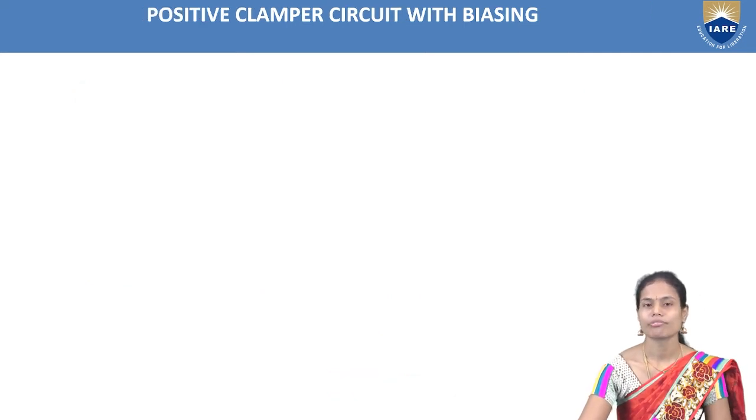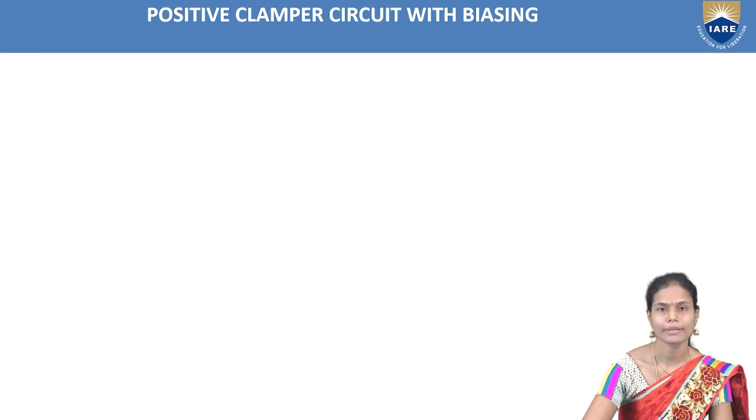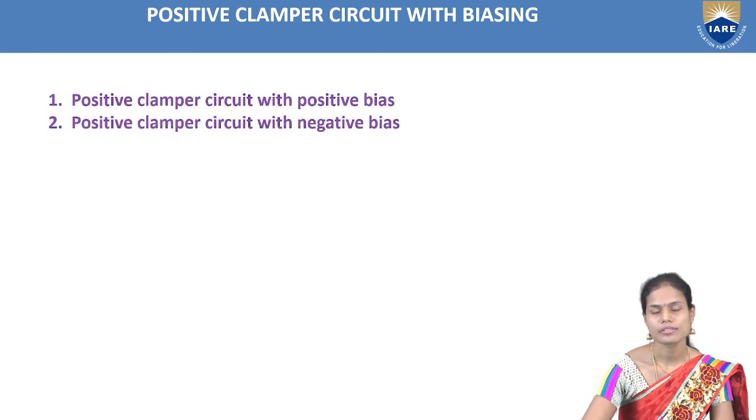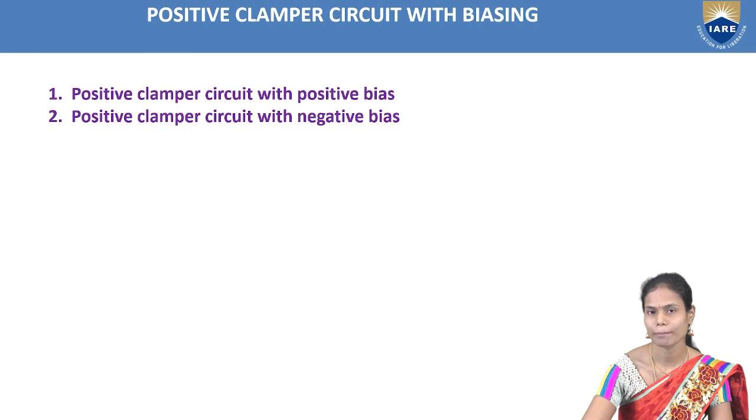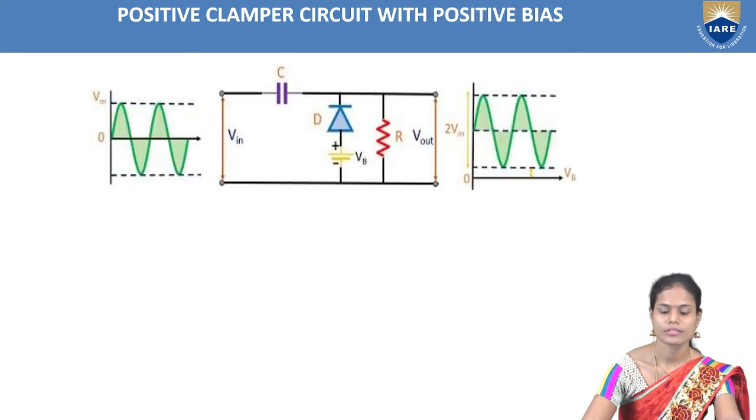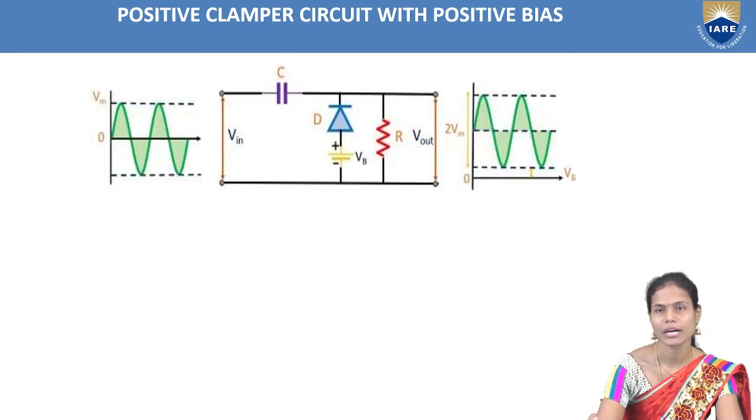And another kind of clamper is the positive clamper with biasing. In this, again, we have positive clamper with positive biasing and positive clamper with negative biasing. First, I'm considering the positive clamper with positive bias. To make the positive clamper with positive biasing, we need to add the battery here. The positive terminal of the battery should connect to the diode here and the negative terminal should be grounded here.